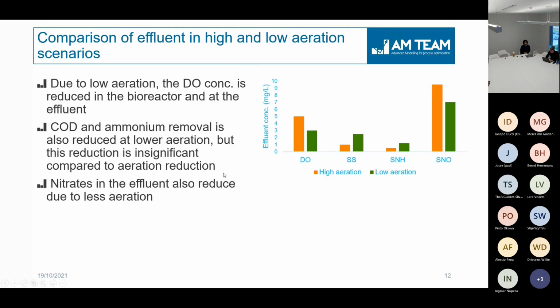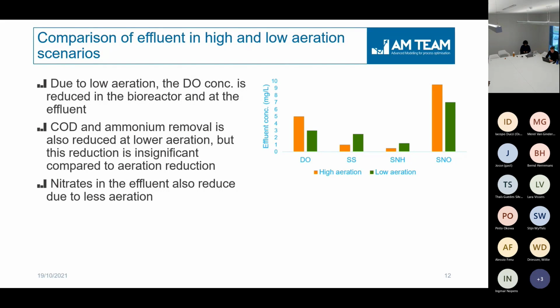Here we have just quickly compared the 2 scenarios, high and low aeration. You can see, of course, with the lower aeration, you would have lower dissolved oxygen at the effluent. But if you look at the concentrations of soluble substrate, ammonia, and nitrates, they are not significantly changing, which tells you that you can actually get the same performance with lower aeration. So this is already a very positive result, what Saba already showed.